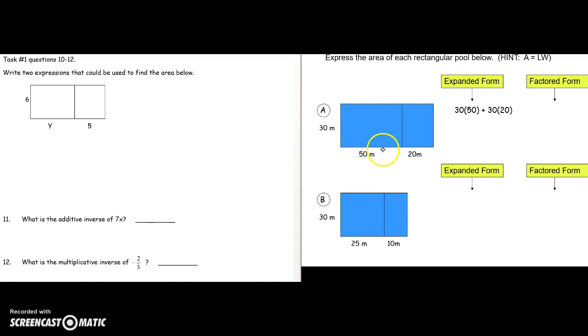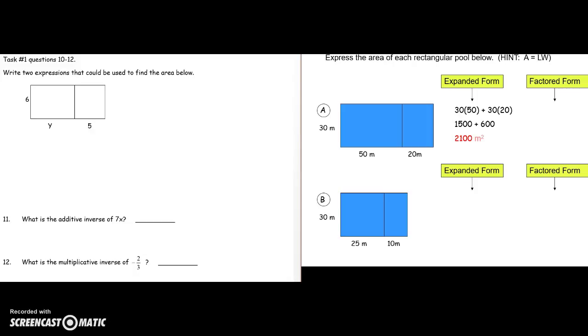Length times width, 30 times 50. But that's not all that's inside the figure. We also have another figure which is over here. So we also need to find the area of that figure, length times width, which is 30 times 20. Add them together to get an answer of 2,100 meters squared. Anytime you find area, it is always squared.